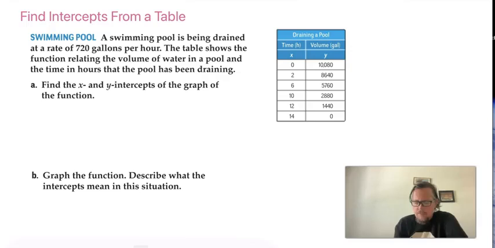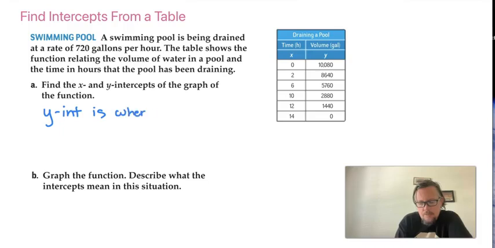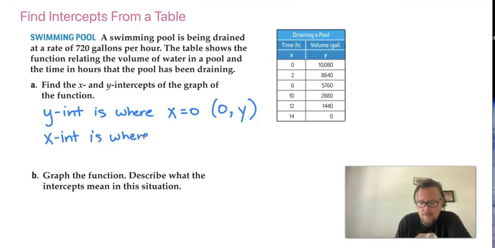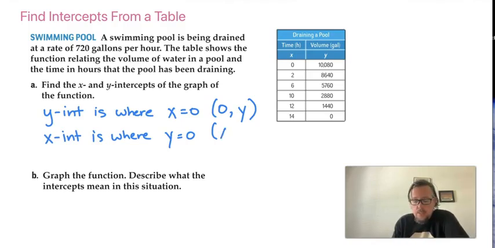All you have to remember to find the x and y intercepts is that the y-intercept is where x equals 0. So the y-intercept is always going to be 0 and then whatever the y-coordinate is. Every y-intercept looks like that, 0, comma, something. And then the x-intercept, of course, is exactly the opposite. The x-intercept is where y equals 0. So the x-intercept is always going to be whatever the x-coordinate is, 0.